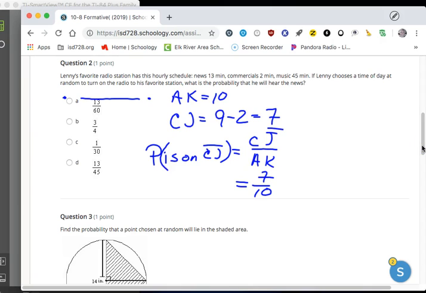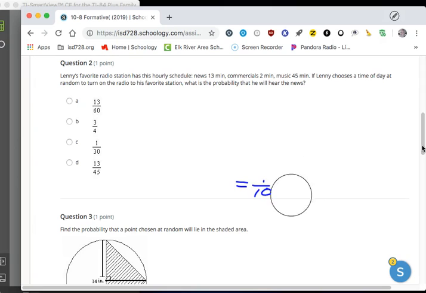Lenny's favorite radio station is hourly scheduled. News 13 minutes, commercials 2 minutes, music 45 minutes. Okay, if Lenny chooses a time of day at random to turn on the radio to his favorite station, what's the probability that he will hear news?